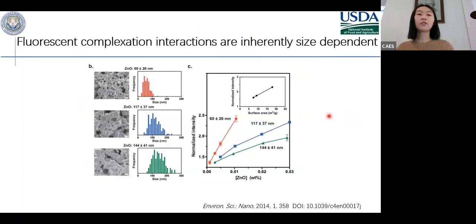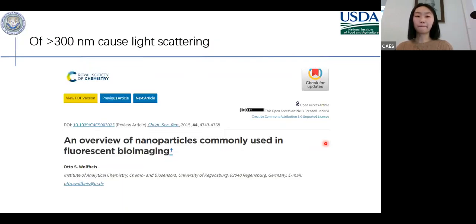To understand this size-dependent result, previous literature has actually reported similar findings, but with a different type of nanoparticle, which is zinc oxide. It shows that the fluorescence intensity is negatively related to the particle size. And if the particle reaches bulk size, like more than 300 nanometers, which is, for example, our bulk sulfur, it is going to cause light scattering. So that's why we cannot detect any signal from those samples.